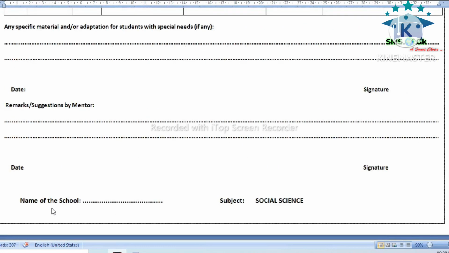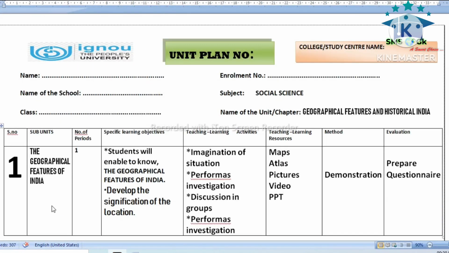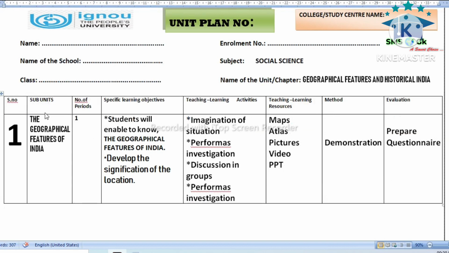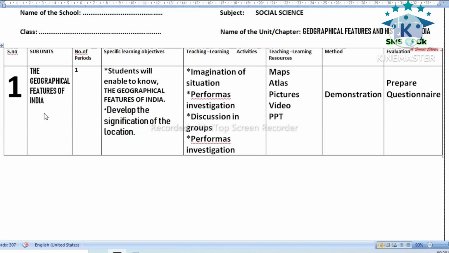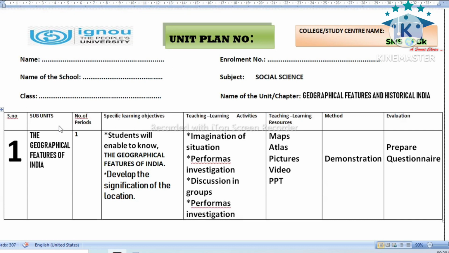So this is the unit plan preparation method, and you can write many unit plans in one unit. You can write subunits. So I took 2 subunits in this unit. You can write more than 2, or 3, 4. As many as the topic requires, you can write subunits and prepare an e-lesson plan for each subunit. So this is the process of teaching learning.